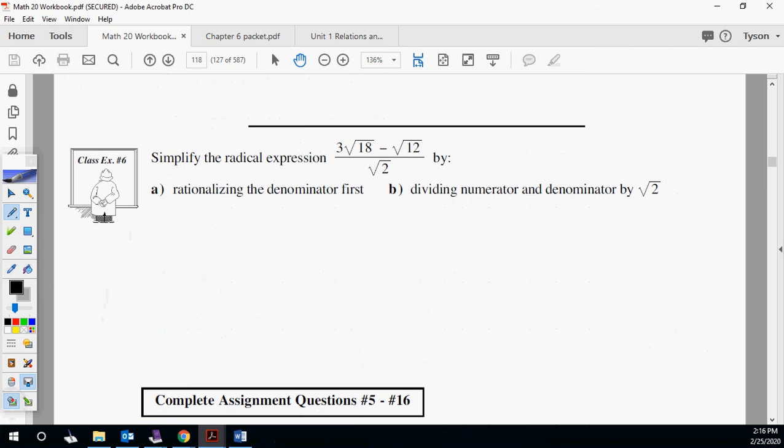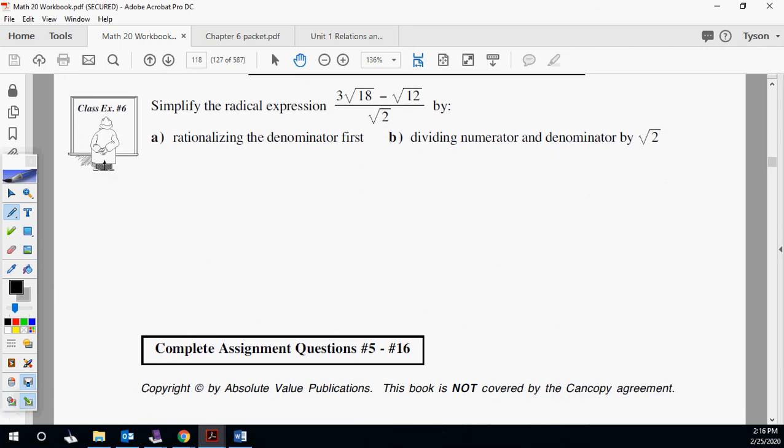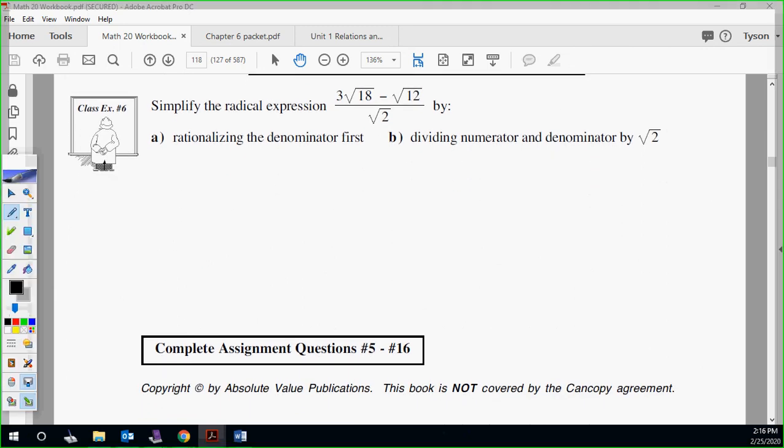Okay, all right. So what they're going to do here is show you a couple of things to consider. They're going to rationalize the denominator first, and then we're going to divide the numerator first. So we're going to use division from our first page, and then we're going to rationalize. So let's rationalize first. This time I won't simplify the top. I'm going to times root 2 top and bottom. It hits both things here. So it's going to be 3 root 36 minus root 24 all over 2 if I rationalize.